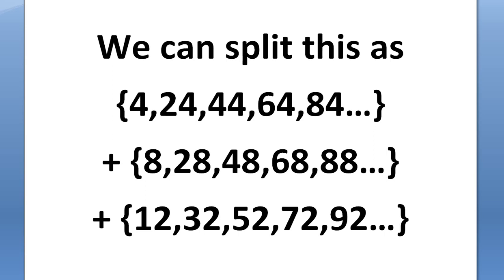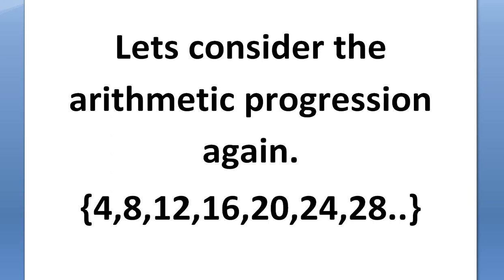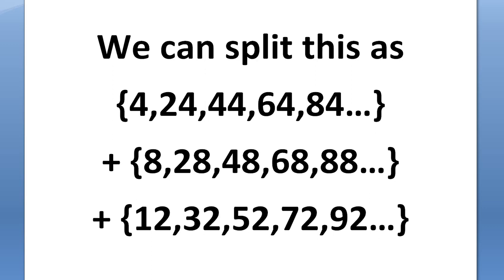And you'll notice they all have a common difference of 20. Each set has a common difference of 20. When I say set, I mean arithmetic progression. Why does it have a common difference of 20? Well, the full set has a common difference of 4, and we are splitting it into 5 equal subsets. So the common difference is therefore going to be 4 times 5, 20. So that makes perfect sense. And you can verify that these sets all have a common difference of 20.